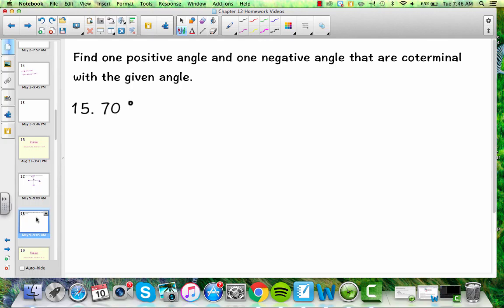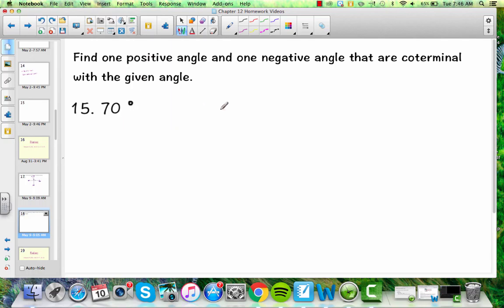The next problem I'm going to do asks us to find one positive angle and one negative angle that are coterminal with the given angle. So the angle that I'm given is 70 degrees, and I need to find one that's coterminal that is positive and one coterminal that is negative. Well, a coterminal angle is just an angle that ends at the same position, or it has the same terminal side. So to find any coterminal angle, we either add or subtract 360 degrees. Now we can add or subtract 360 degrees multiple times to get multiple different coterminal angles.